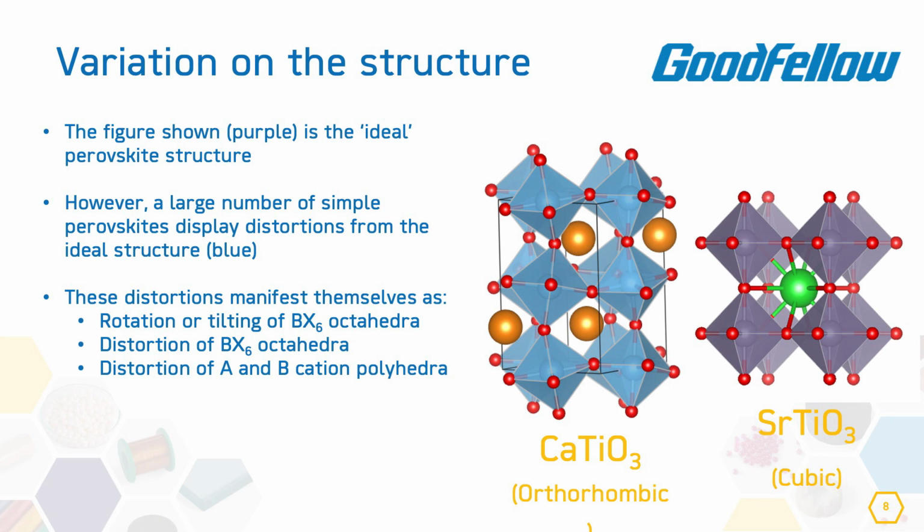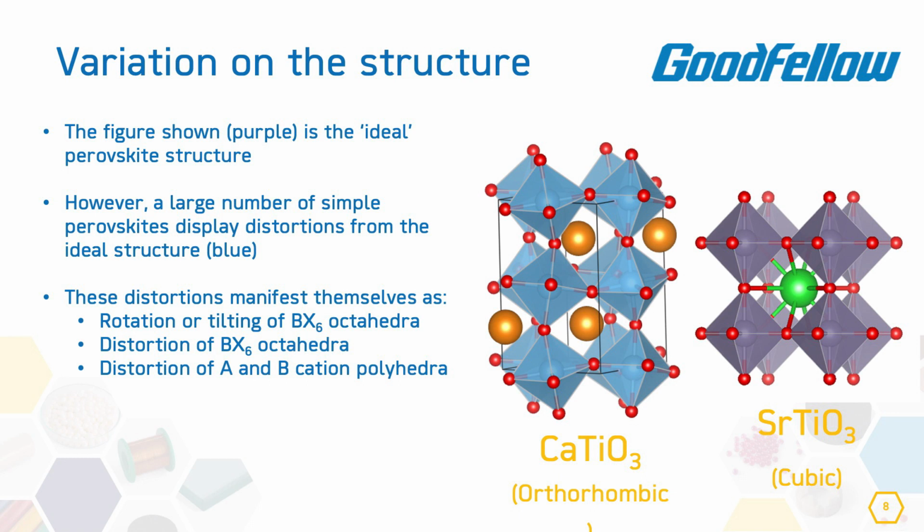You can see here that the bonds going through the strontium titanate structure are perfectly straight, perfectly 90-degree angles, but in calcium titanate it's no longer straight, and this is because these what are known as BX6 octahedra have tilted. This happens because the octahedra are connected to one another. They all share an oxygen atom at their point, so if one tilts, the one above it has to tilt, because they share an oxygen atom.